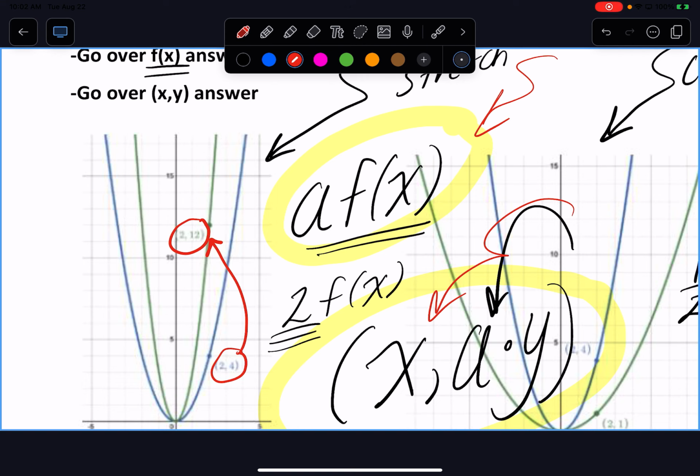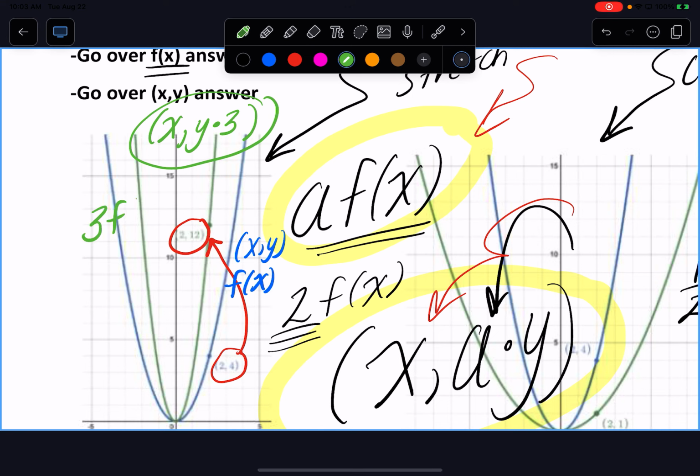If they want the xy answer, you would say, okay, if I started with my blue xy's, I got to green, and x didn't change, true? But what did I do to my y values? I times them by 3. Was it 3? Yes. So that would be your xy answer. Now, if we're doing the f of x answer, if blue is f of x, I'm telling you, once again, green got there by taking 3 and multiplying it in the front of f of x. That's the f of x answer.